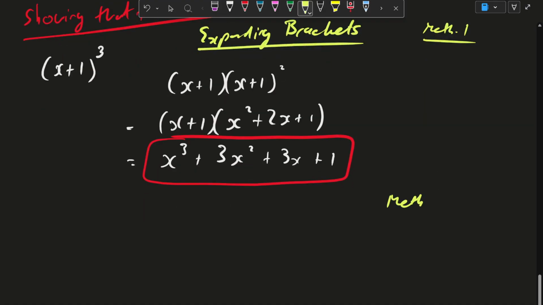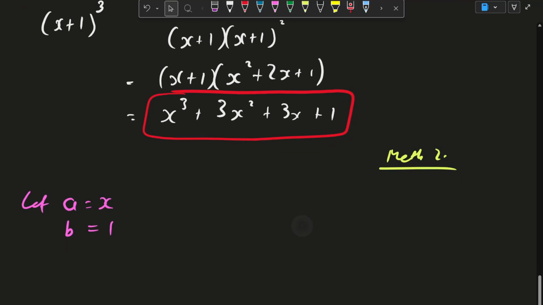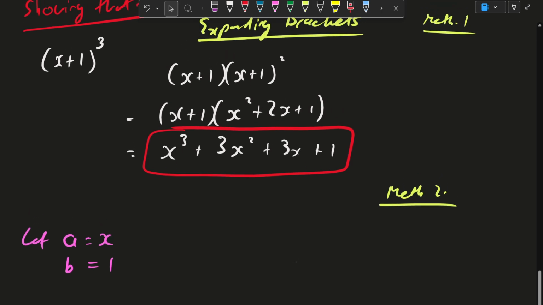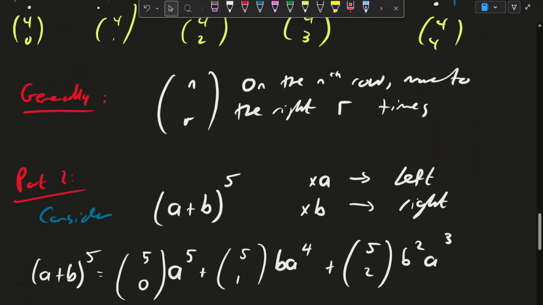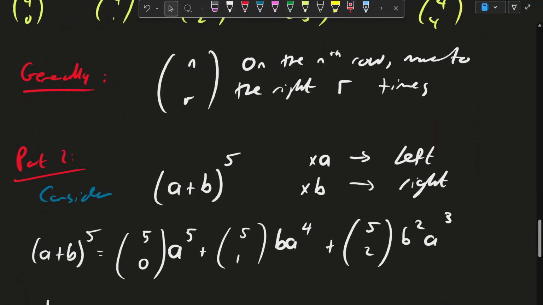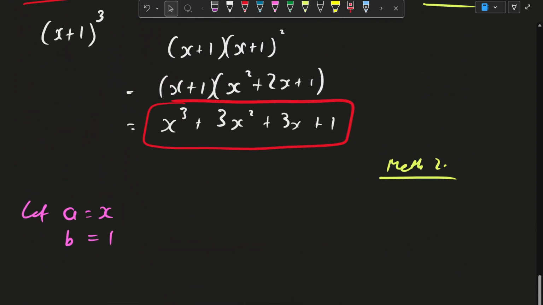Method 2 is by using the binomial expansion. So if we let a be x and b be 1, remember a is any time that we're moving to the left, and b is the number of times that we move to the right. Sometimes I get them confused, but it actually does work the other way around. It's just best to have a consistent system. So anytime we're moving to the left, that's a, and anytime we're moving to the right, that's b.